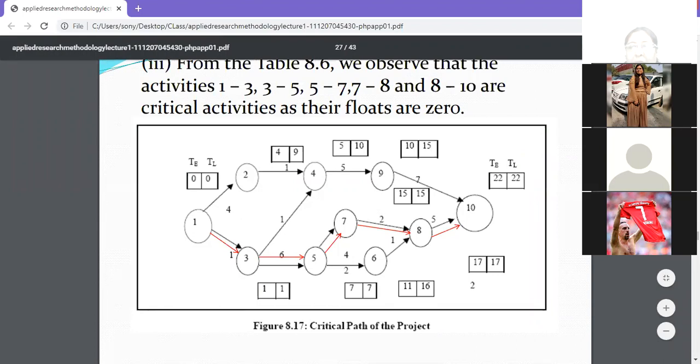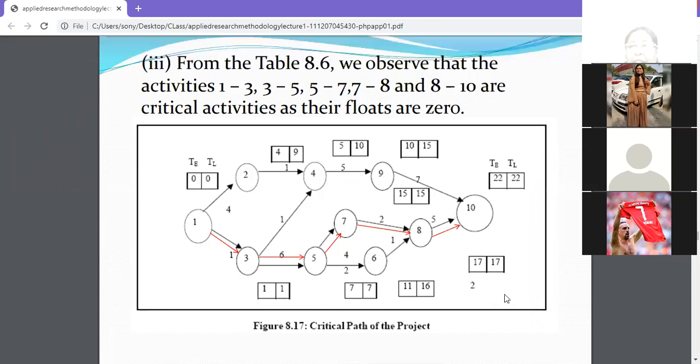Okay. But is this clear? 1, 3, 5, 7, 8, 10 and you can check. If you add their durations, it will come to 22. Check the durations of all the paths, and the path with the longest duration is the critical path. So it's very easy to check the diagram and it's very easy to check this question. Okay. Clear? So ma'am, the duration of this is 22 days. Yes, the duration is 22 days. The critical path has come.